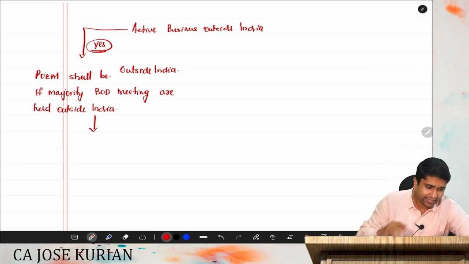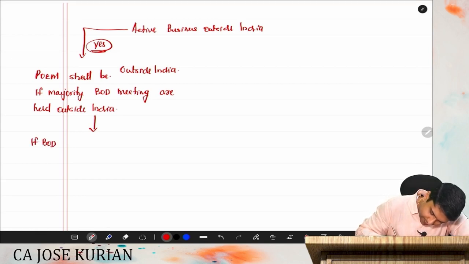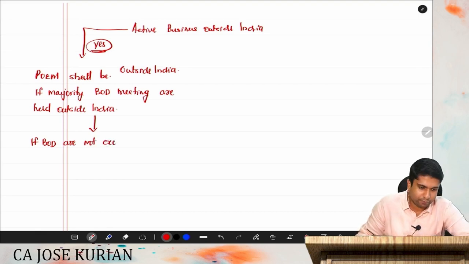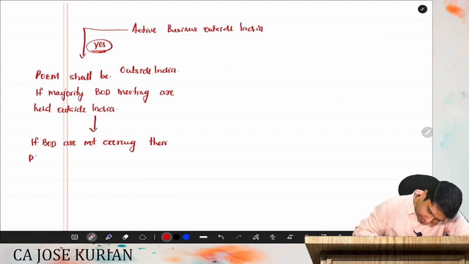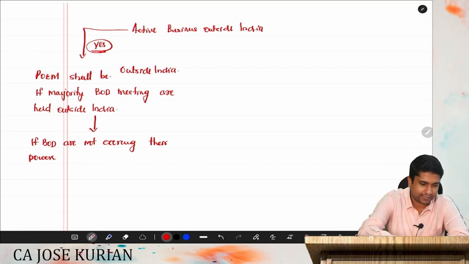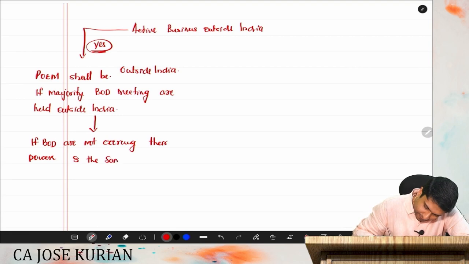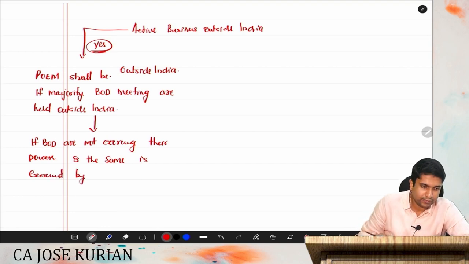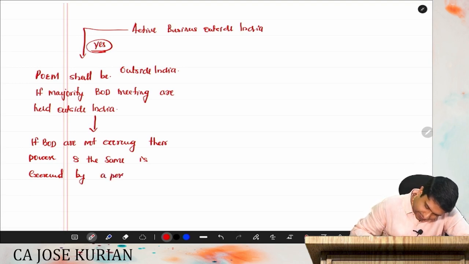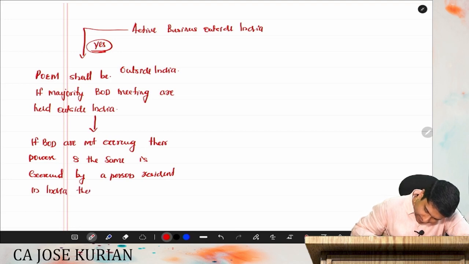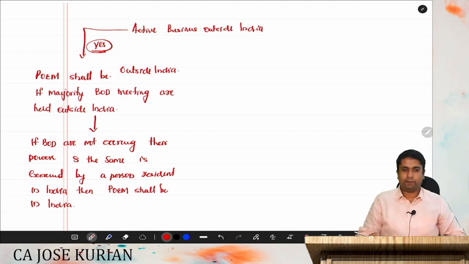All right. Now, under that, let's write a note. If board of directors are not exercising their powers, and the same is exercised by a person resident in India, then POEM shall be in India.